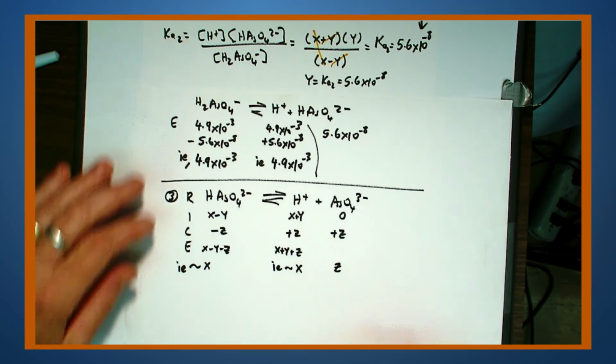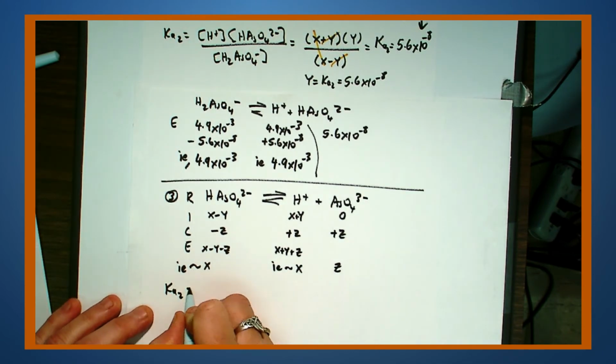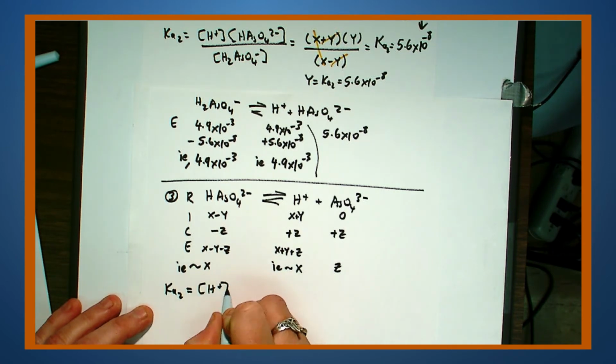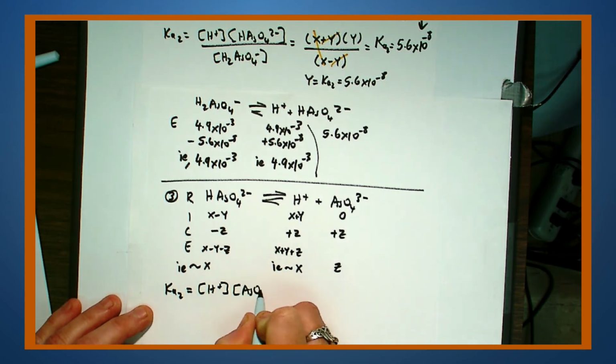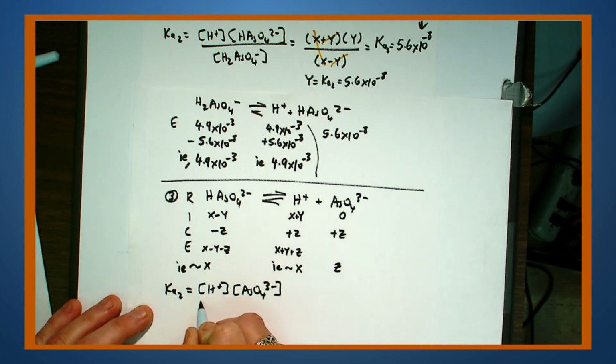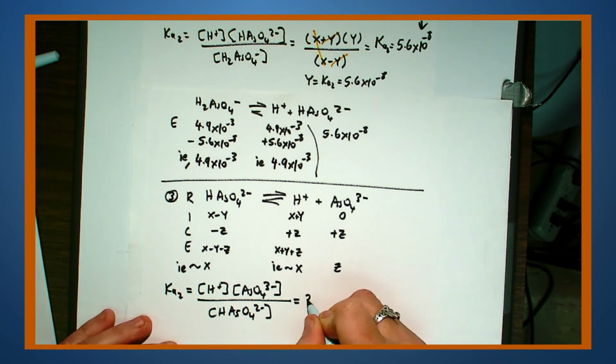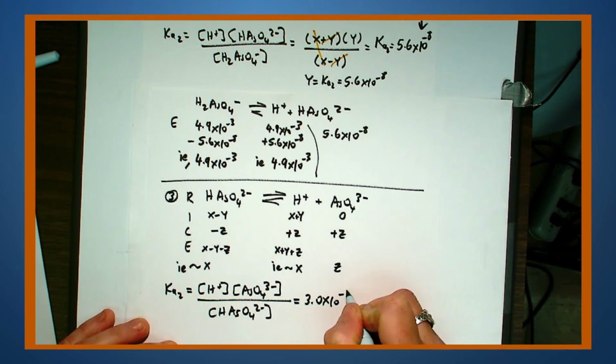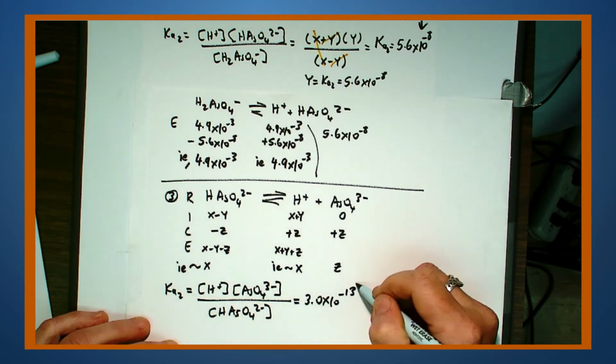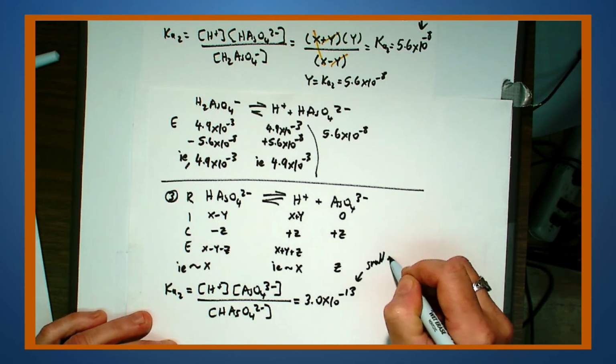So now let's look at the expression. Ka2 equals [H+][AsO4 3-] over [HAsO4 2-], and that equals my last number, which is 3 times 10 to the minus 13. So we're getting really tiny, so this is definitely small enough.